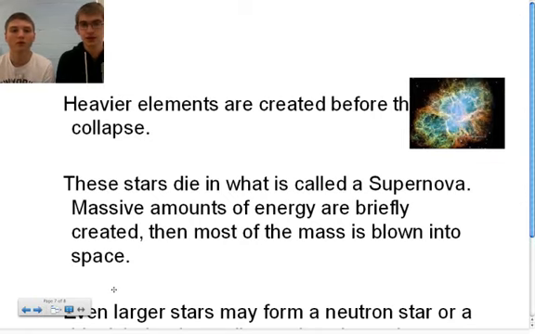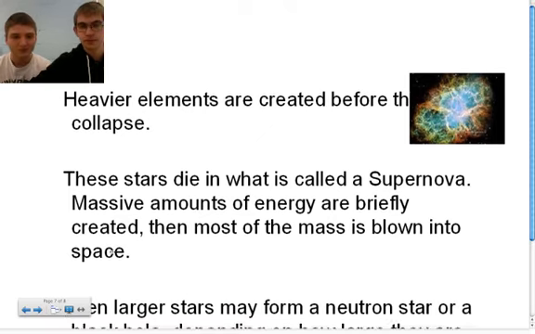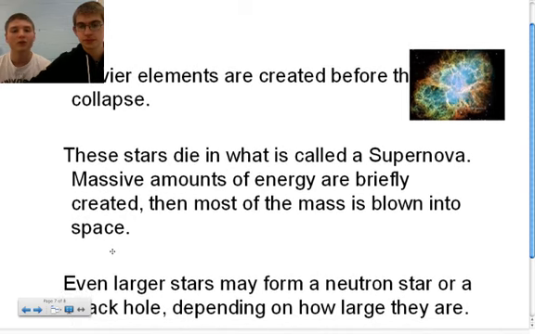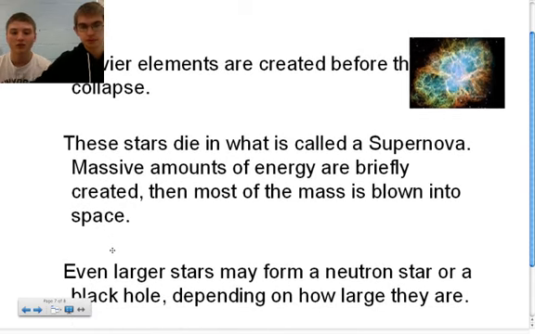Heavier elements are created before the collapse. These stars die in what is called a supernova, as in that picture. One of the most beautiful things you could see in space. Massive amounts of energy are briefly created, then most of the mass is blown into space. Even larger stars may form a neutron star or a black hole, depending how large they are.